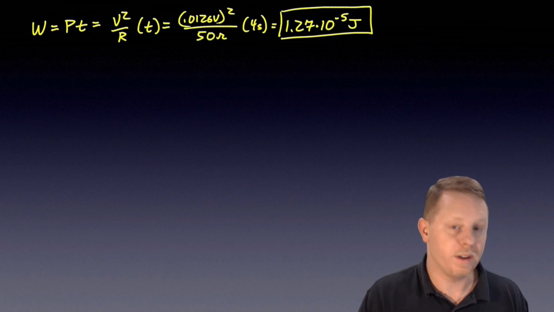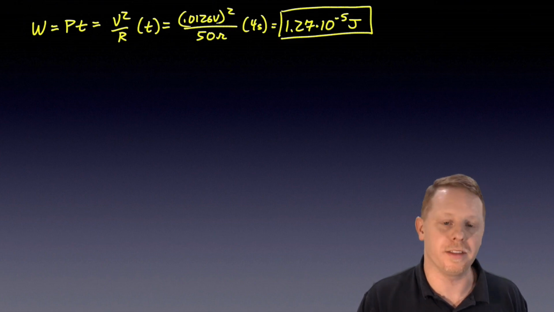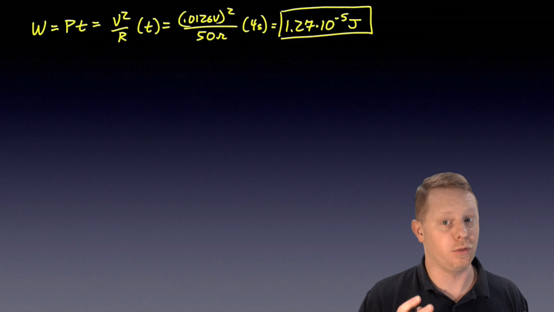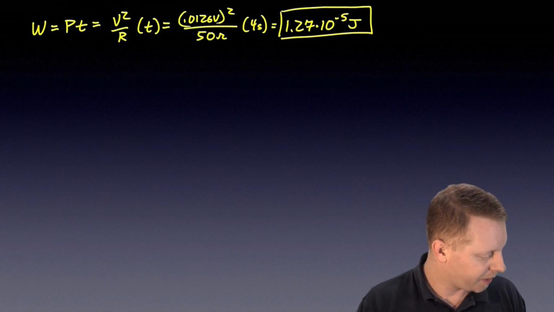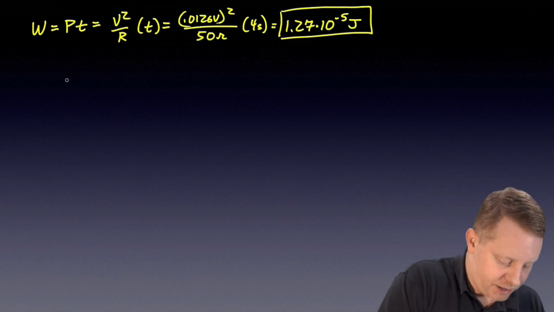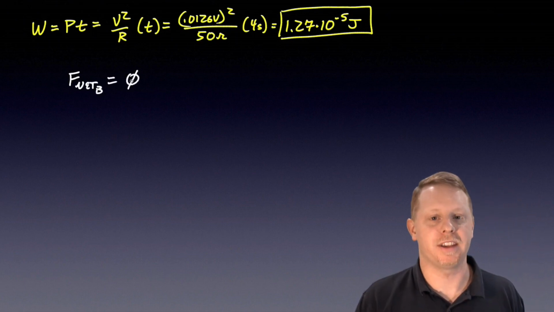Okay, one last part. Indicate whether the net magnetic force and net magnetic torque on the loop are zero or non-zero while the loop is in the magnetic field. And this is going to be a really tough one to explain in a video without you just looking at it and trying to visualize, because it requires some three-dimensional thinking. But the net magnetic force I come up with is going to be zero.